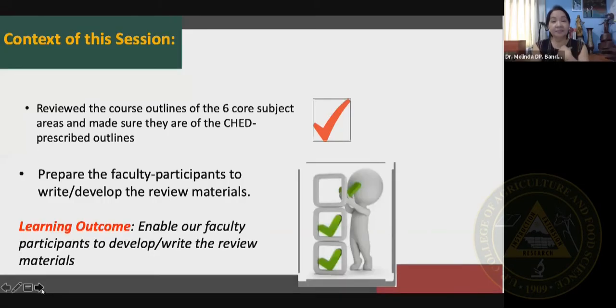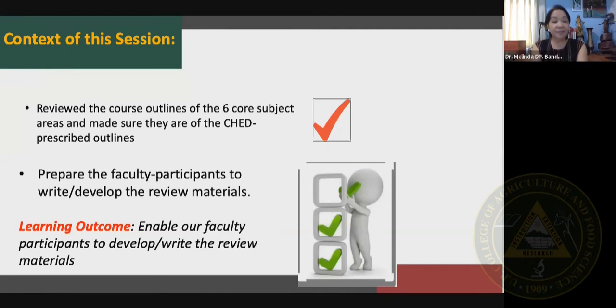That is also good because the CHED prescribed outlines can serve as a common take-off point of what exactly should be contained in review materials.